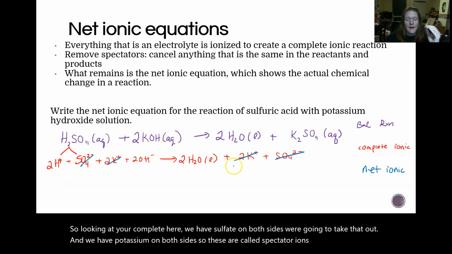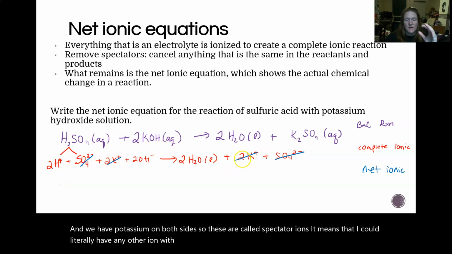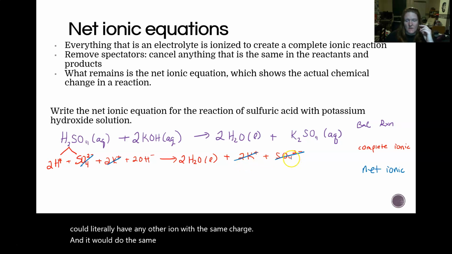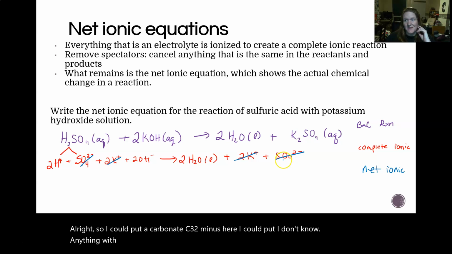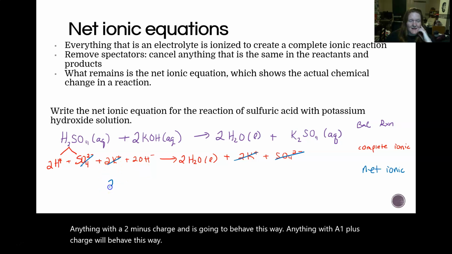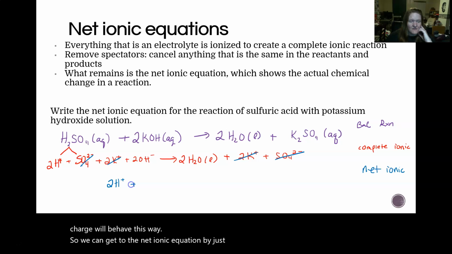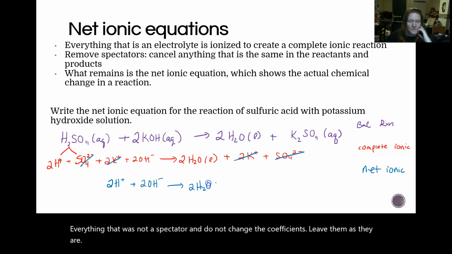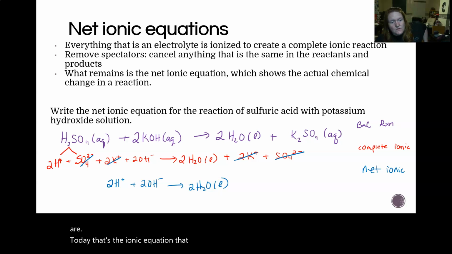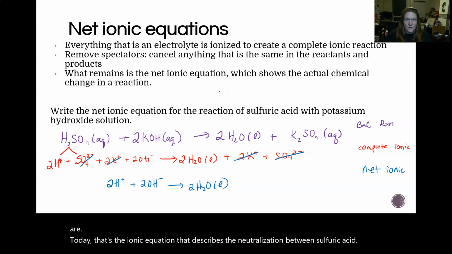It means that I could literally have any other ion with the same charge, and it would do the same thing. All right, so I could put a carbonate, CO3 2 minus here. I could put, I don't know, anything with a 2 minus charge, and it's going to behave this way. Anything with a 1 plus charge will behave this way. So we can get to the net ionic equation by just writing everything that didn't get canceled, everything that was not a spectator, and do not change the coefficients. Leave them as they are. Ta-da! That's the ionic equation that describes the neutralization between sulfuric acid and potassium hydroxide.